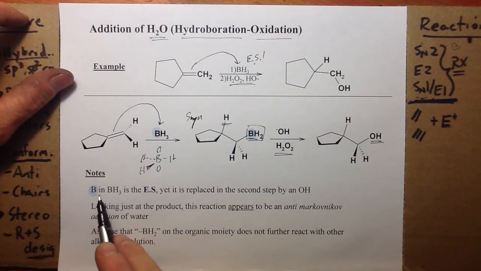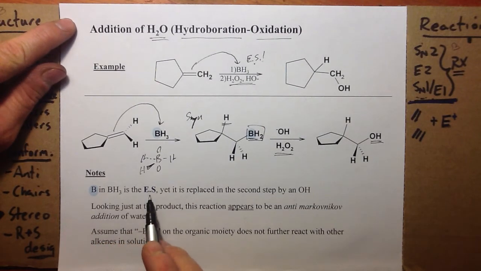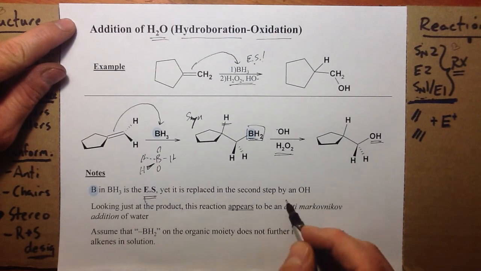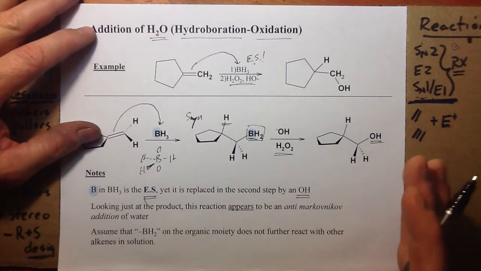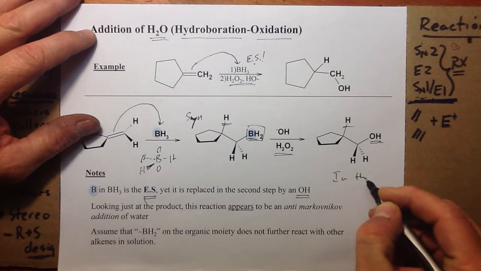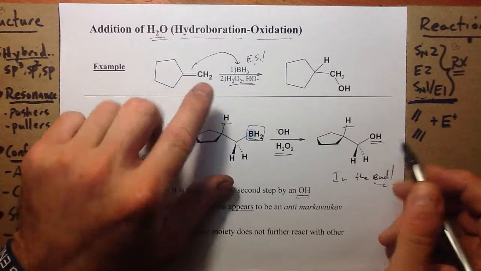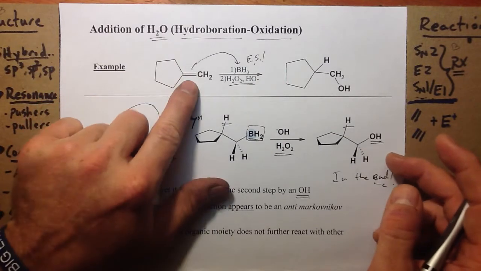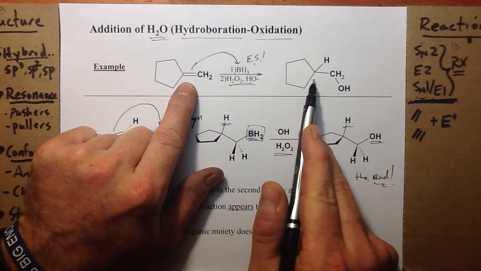So let's put some notes down and move on. The boron in BH3 is the electrophilic site. We said that at the very beginning. Yet, it is replaced in the second step by OH. That's sort of the reaction. What then appears to be in the end, where we land as a product, is an anti-Markovnikov addition of water. Look at the starting alkene, and then look at the final product.